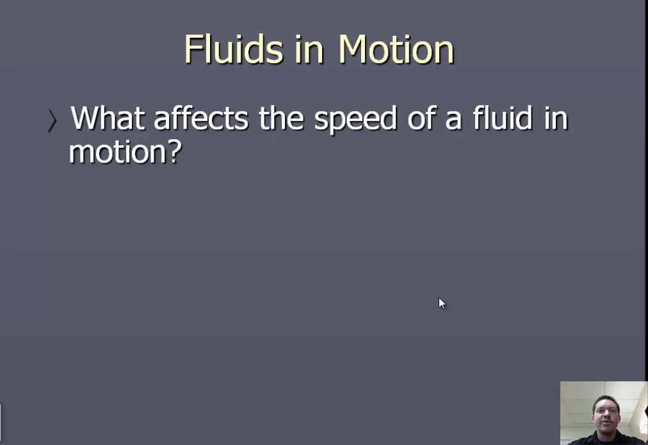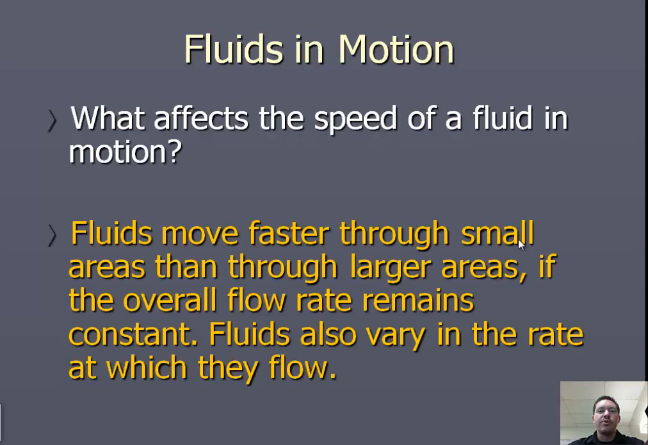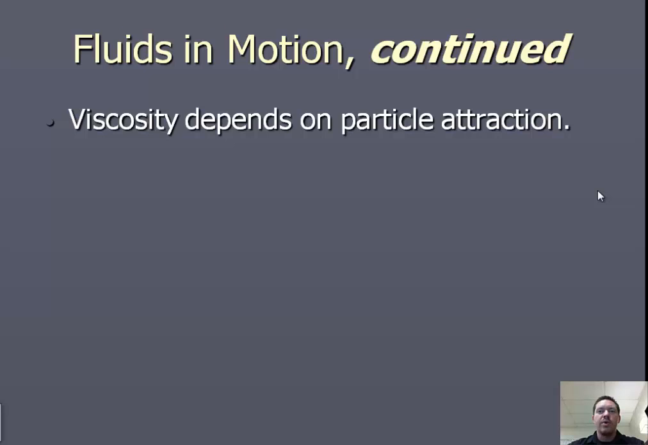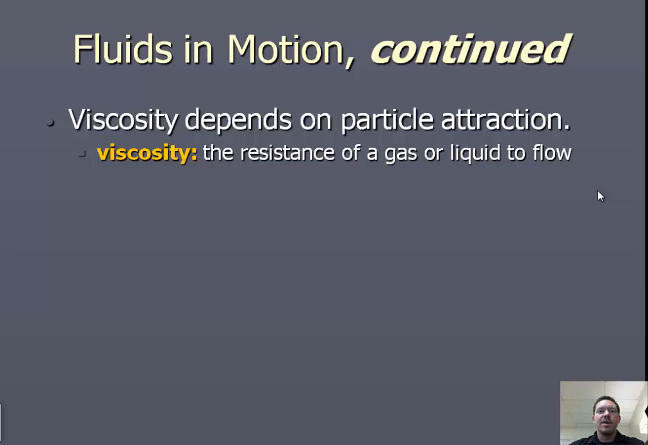Alright, next thing we have is fluids in motion. So this affects the speed of a fluid in motion. Fluids will move faster through smaller areas than through larger areas if the overall flow rate remains constant. Fluids also vary in the rate at which they flow, and what we call viscosity depends on particle attraction. We define viscosity as the resistance of a gas or liquid to flow. So any of these items that we categorize as a fluid, gas or liquid, can be considered fluid because they flow.